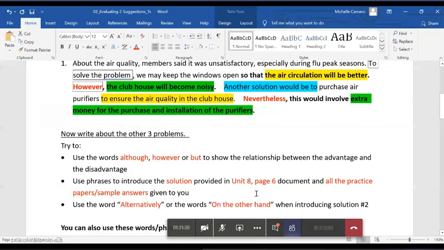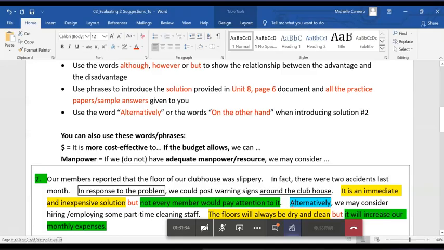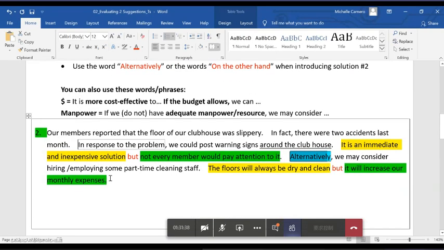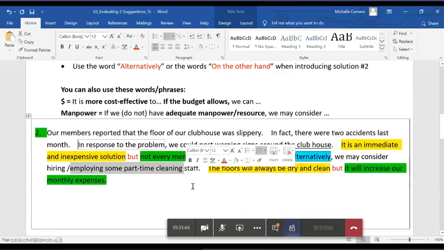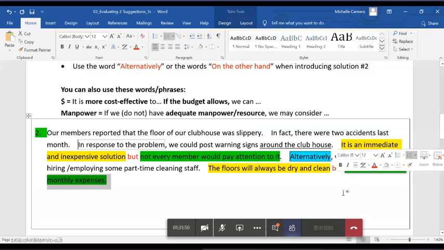So, yeah, some people might not pay attention to them. Now we use the word alternatively. Remember to introduce solution 2. We may consider hiring or employing some part-time cleaning staff. All right, so here is solution 2. The floors will always be dry and clean. That's the advantage, but it will increase our monthly expenses.